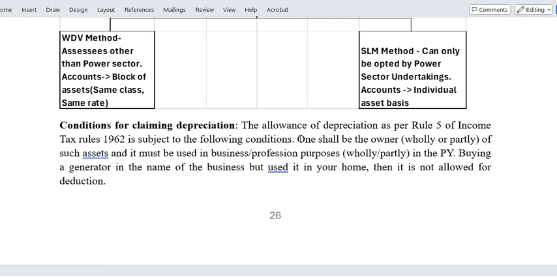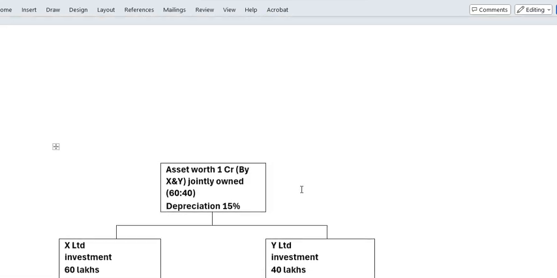Okay, and that should be used in his business or profession in the previous year. He is the owner, but he is not using it for business or profession. He is using it for his personal use. Then he cannot claim depreciation on that. For example, a generator is bought by a person in the name of the business. For the business he purchased a generator, but he used it in his home for personal use. Or a motor is purchased and is used for his personal use. For such assets, depreciation cannot be allowed.